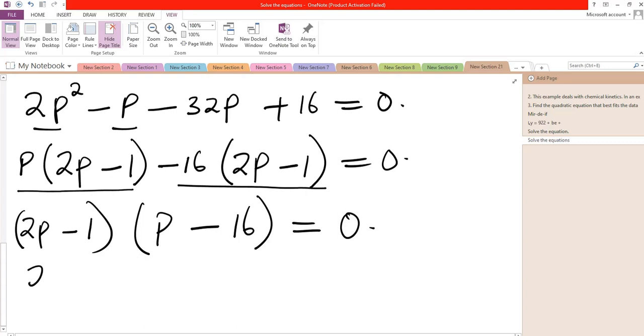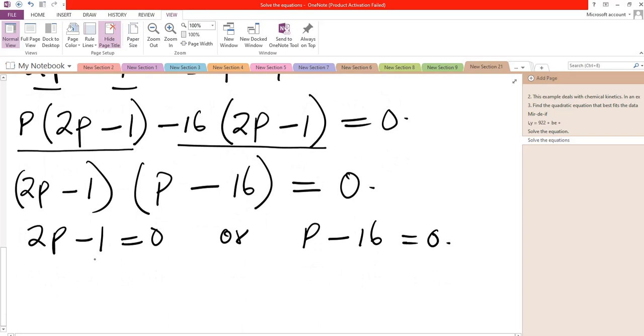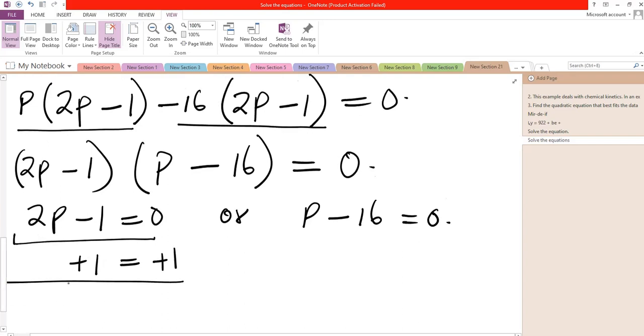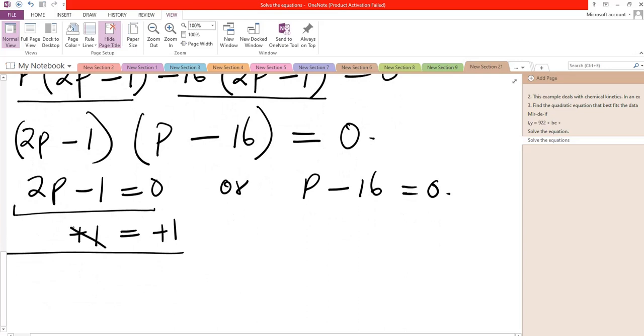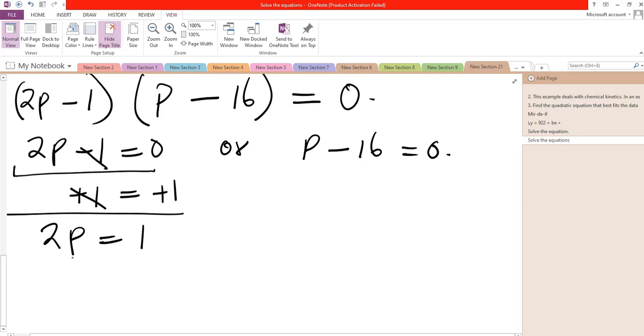Now that means we have 2p minus 1 equal to 0, or p minus 16 equal to 0. Now solving this first expression, I want to isolate this 2p, so I'll add plus 1 to both sides of the equation. This will cancel out the minus 1, so the left hand side will be left with 2p equal to 1. Now to isolate p, I'll divide both sides by 2. So I have p on the left hand side equal to 1 over 2, and 1 over 2 is the same thing as 2 raised to the power minus 1.